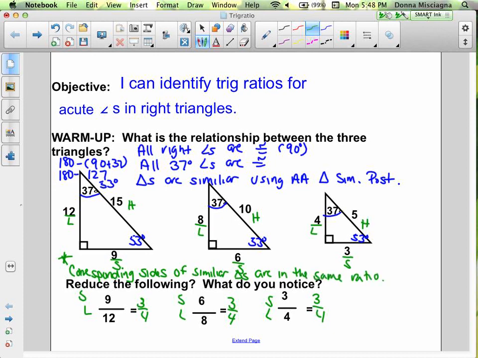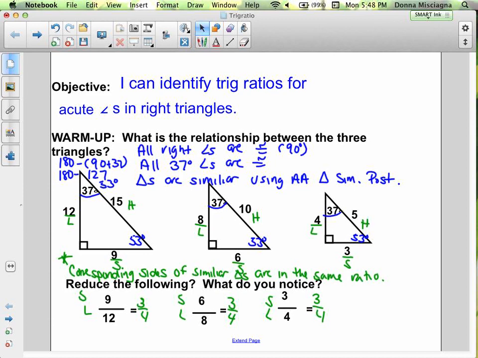So even though the triangles are not the same size, because they're similar, they're in the same ratio, right? So you don't have to be congruent to have the sides be in the same ratio. You just have to be similar, right? And that's what similar triangles are. They're proportional, so their sides are in the same ratio as other triangles that are similar to it.